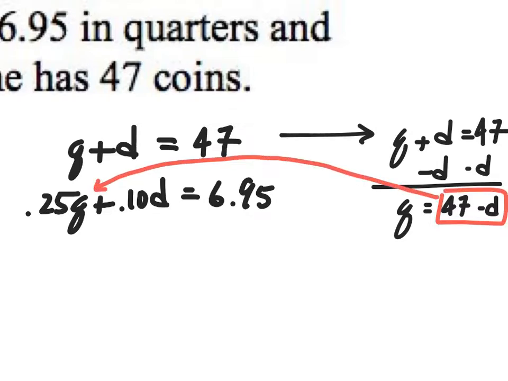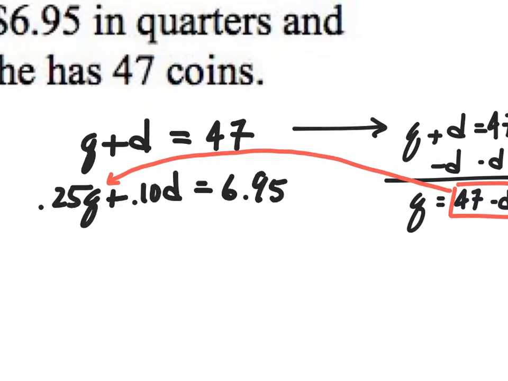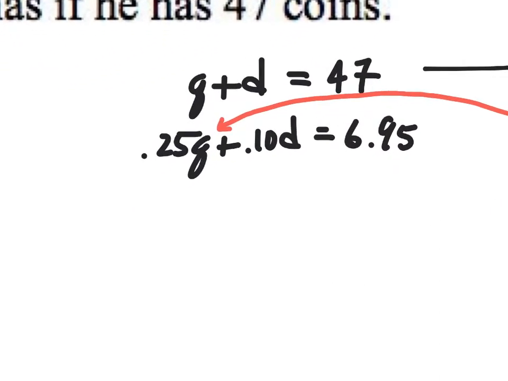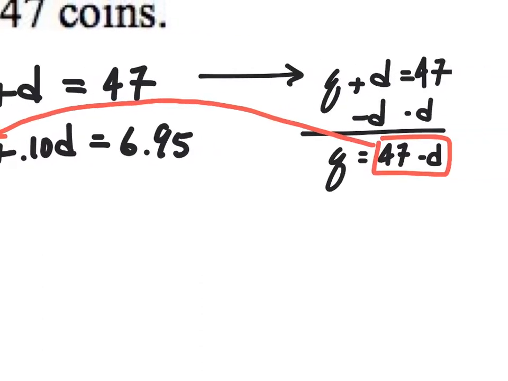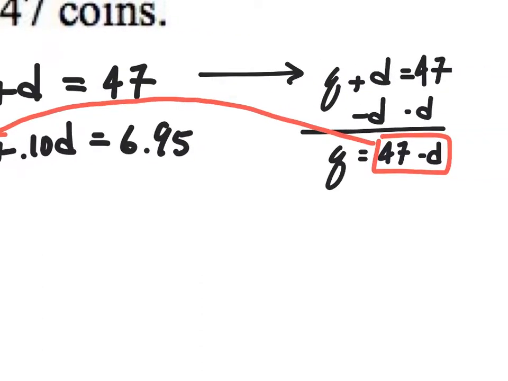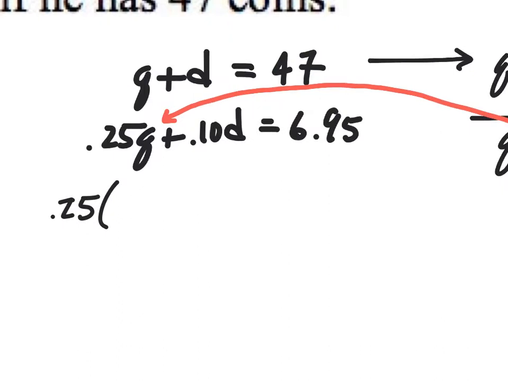So I'm going to rewrite my second equation as such. I'm going to do 0.25 times Q, but Q, remember, is equal to 47 minus D. So let's come back over here and write that this is going to be 47 minus D, and then plus 0.10 D, and that's going to equal $6.95.